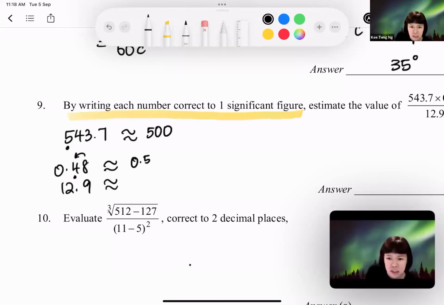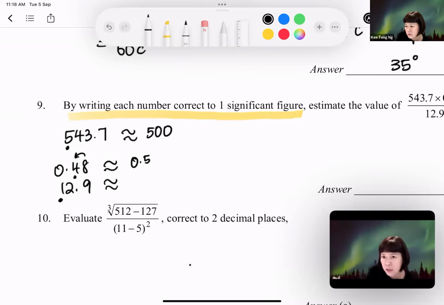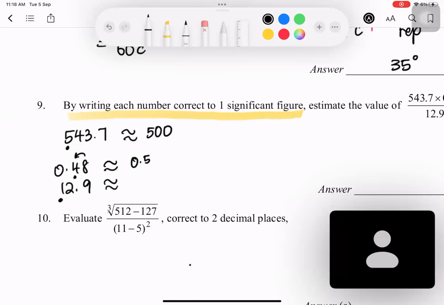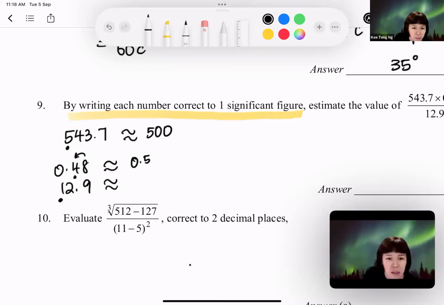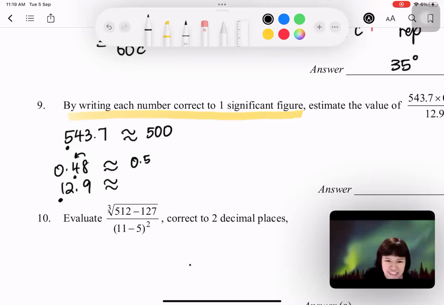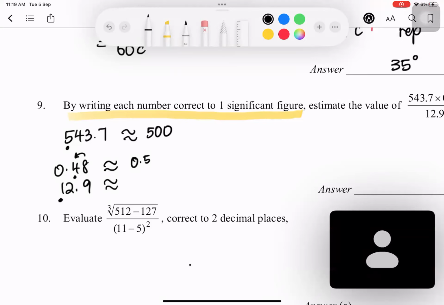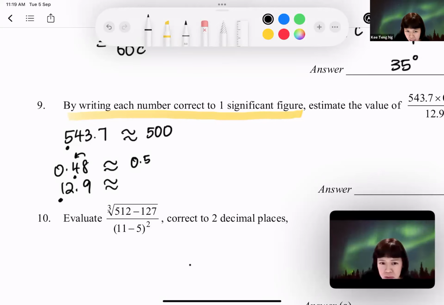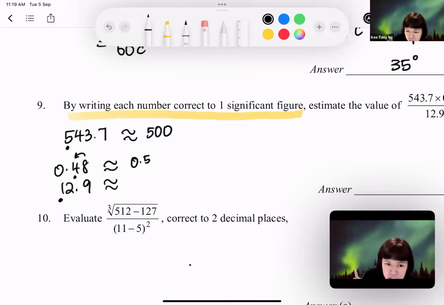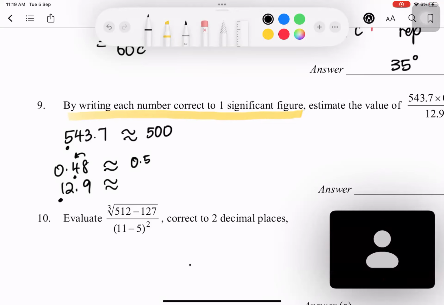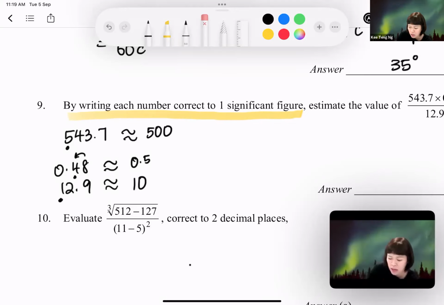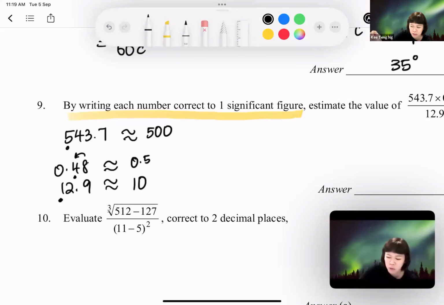Next one, Nicholas. Nicholas, you didn't answer me just now. Nicholas, are you there? Yes, Nicholas, give me the number in 1 significant figure. What do you say, answer? 10. 12.9 will be 1 significant figure. What's the first significant figure? First significant figure is 1, right? So the answer is 10, not 13. Common mistake, a lot of students will put 13.